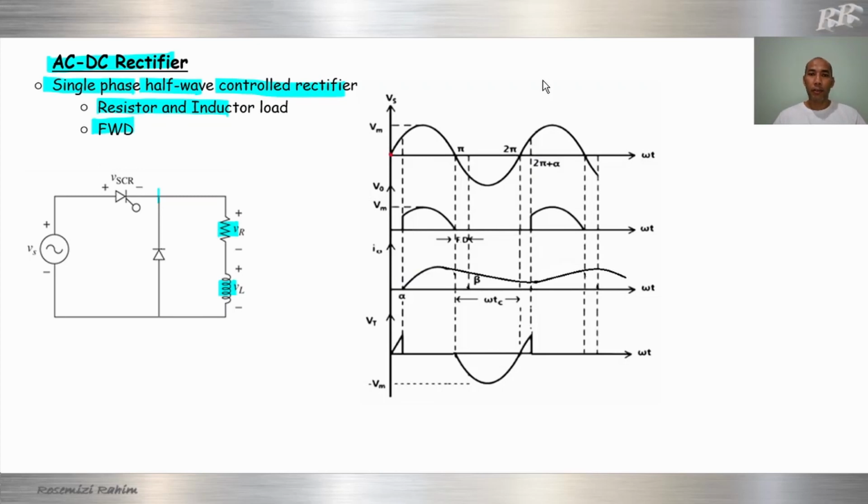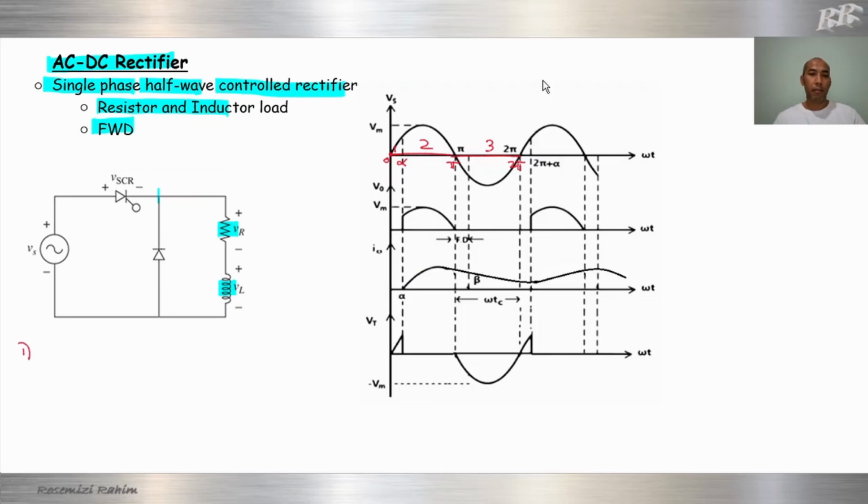First is section 1, section 2, section 3. Okay, into 3 sections. Section 1 is from 0 to alpha. Section 2 is from alpha to pi. Section 3 is from pi to 2 pi. Okay, let's start with the first section.